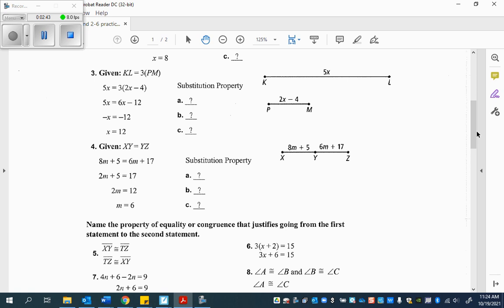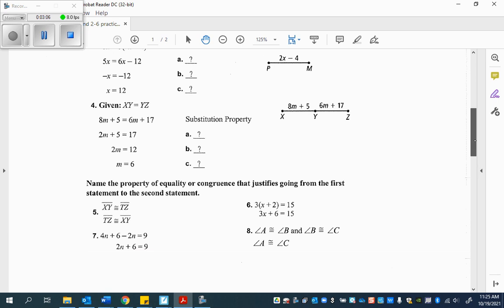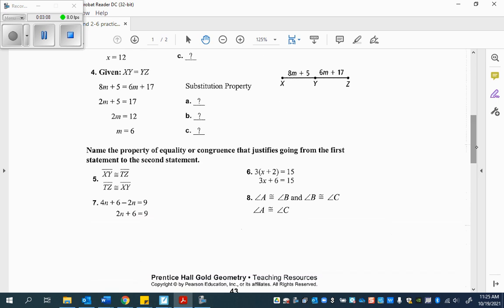For number 3, we recognize that if we're given the distance from K to L is 3 times the distance from P to M, notice my substitution property lets me put those algebraic concepts in and solve. Number 4, if I'm given those 2 segments have the same distance, my substitution property allows me to go ahead and take care of that.